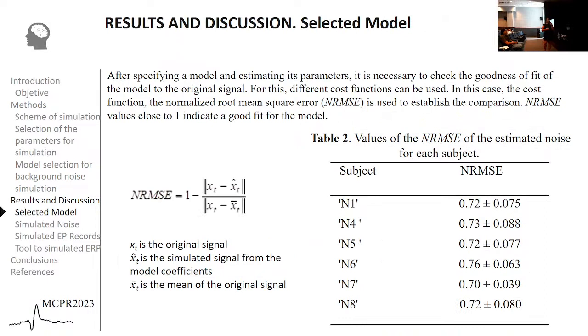After specifying a model and estimating its parameters, it is necessary to check the goodness of fit of the model to the original signal. For this, different cost functions can be used. In this case, the cost function, the normalized root mean square error, is used to standardize the comparison. Values close to 1 indicate a good fit for the model. Table 2 shows the values obtained for all the items saved and studied.